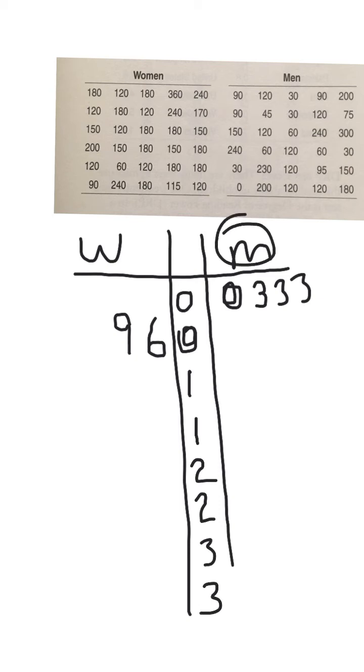Men on this side, women on this side. So the 2 would indicate 200 minutes or more. So a 2, 1 would be 210 minutes. That kind of thing. Okay?